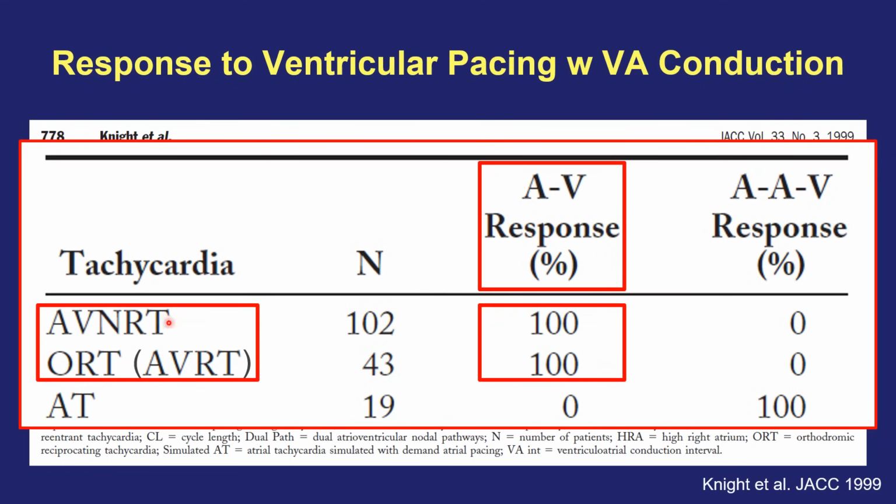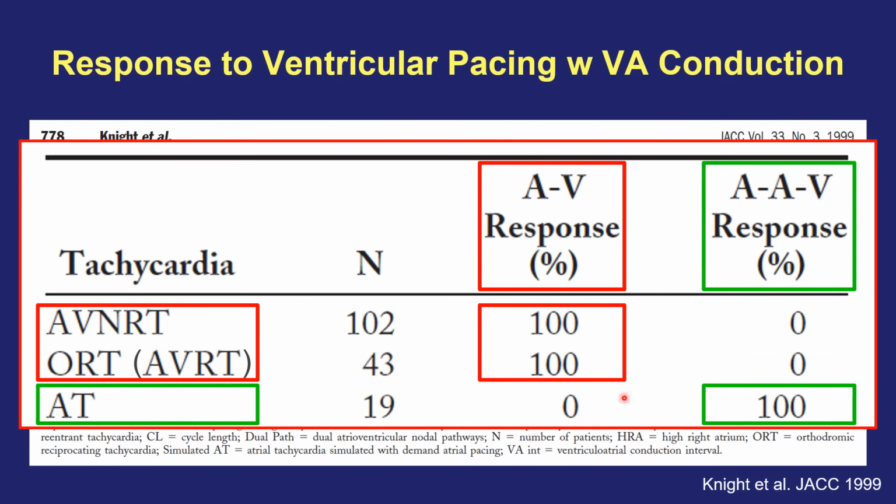In these two reentry mechanisms, you see 100% of the time a VAV response. And if you have atrial tachycardia, 100% of the time you see a VAAV response. How powerful is that? That you do overdrive pacing and you stop pacing, and you have incredible sensitivity and specificity to distinguish an atrial tachycardia from the two reentry forms of SVT. This is one of the central maneuvers that you will use in every single SVT EP study to rule in or rule out an atrial tachycardia.